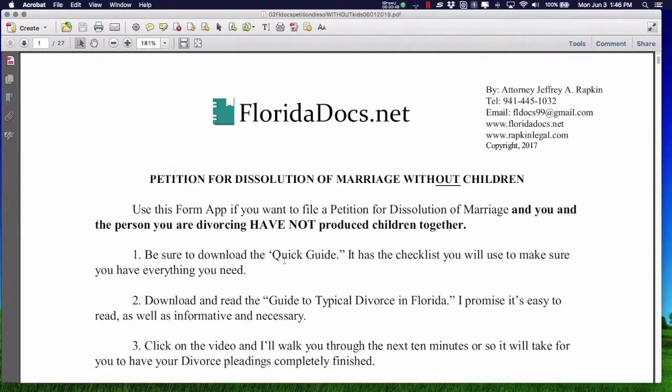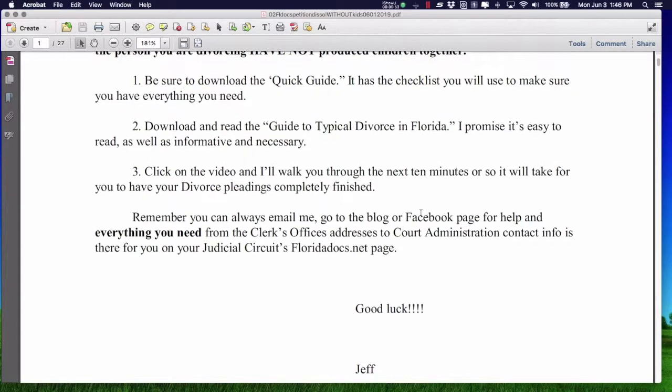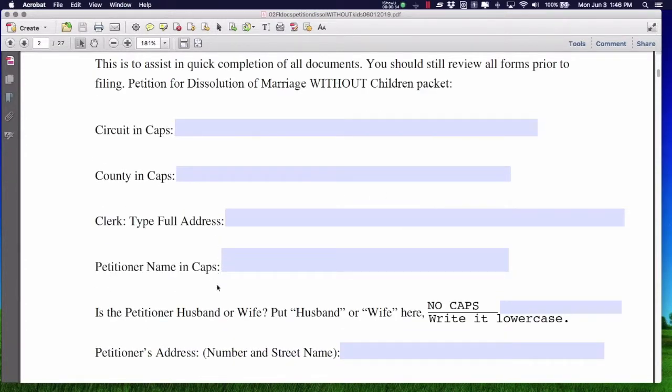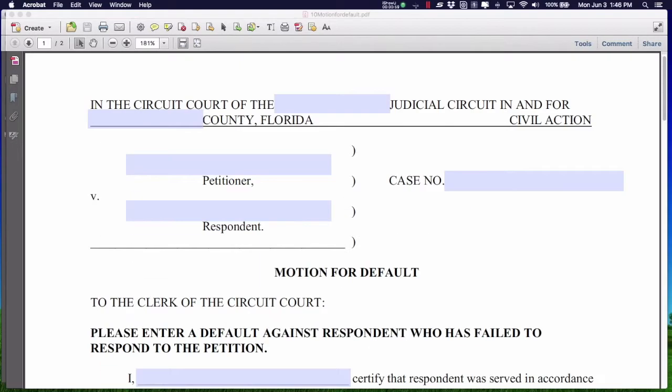This is my forms. These are the form apps. This is for Florida Docs. This is a petition for dissolution of marriage. This is just an example. All right? I have form fields. There's a questionnaire before each one. And the way they work is not rocket science.